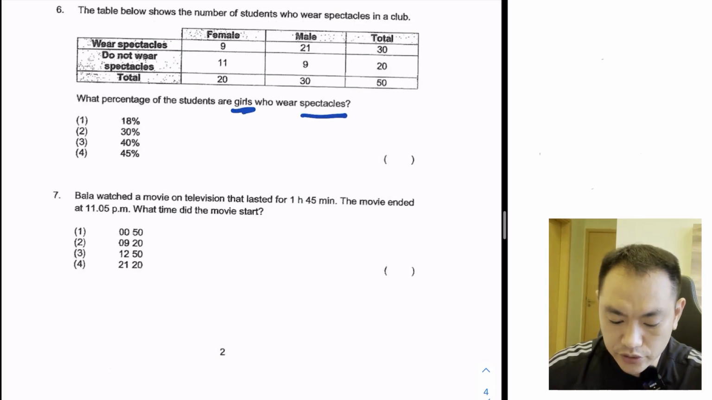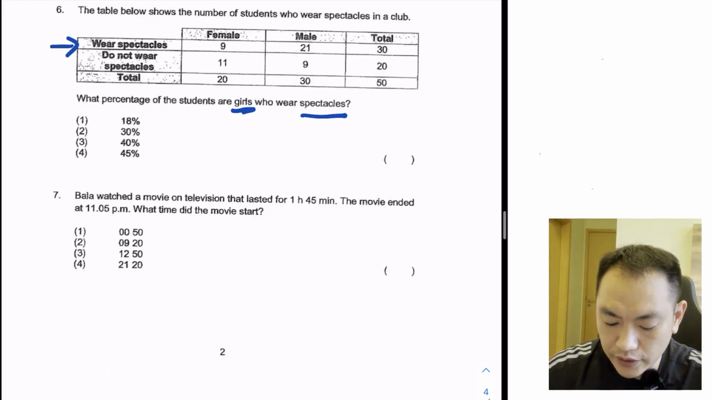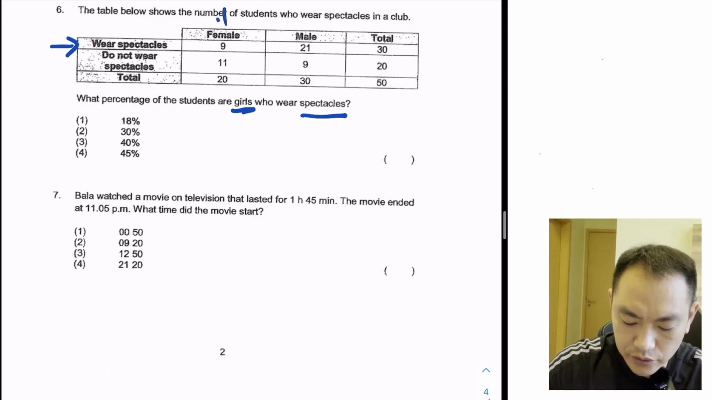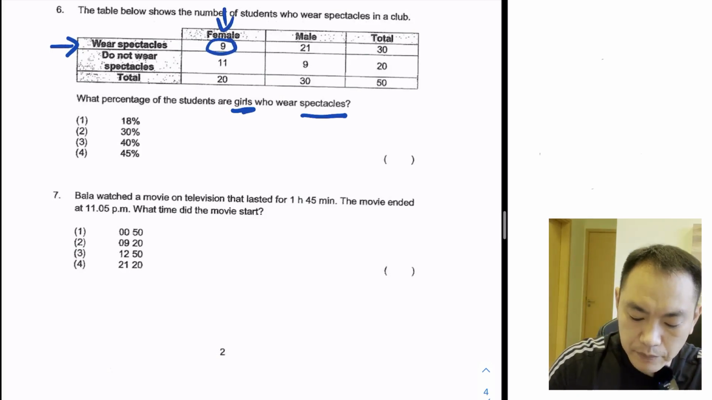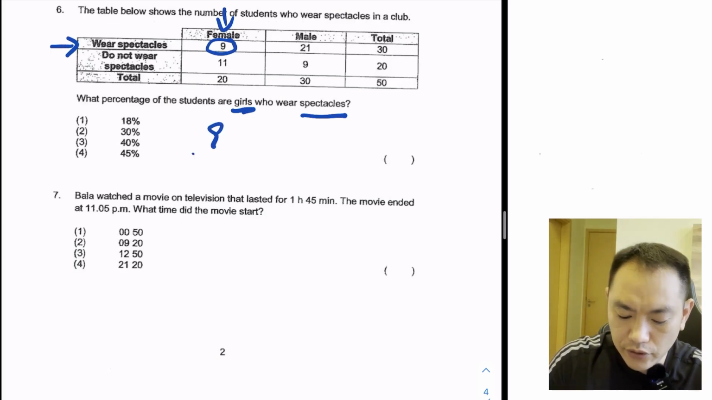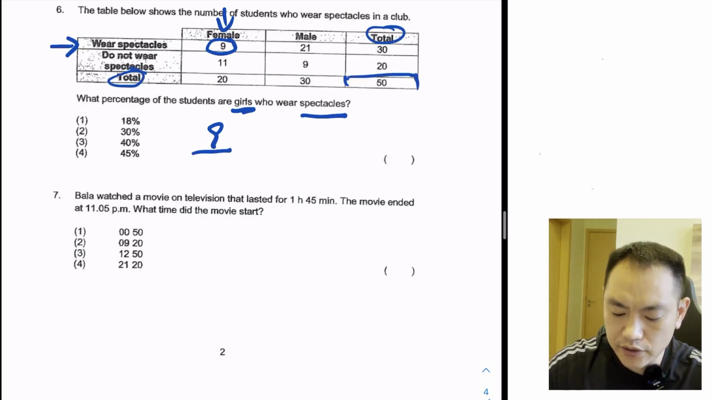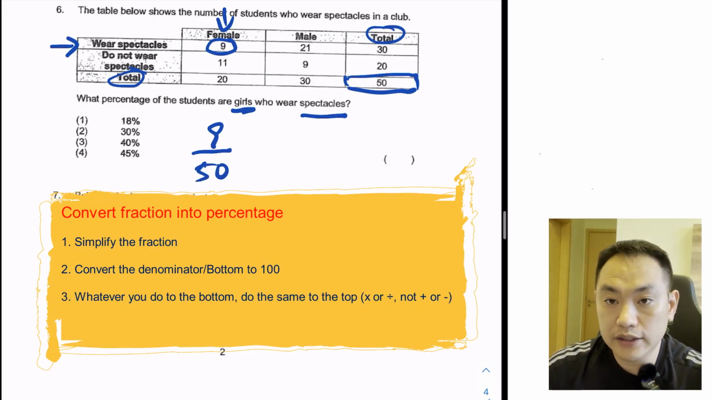Okay, so let's check. We want to know about the spectacles, so we should check the first column. And then we want to find out about girls, which is female, so we should check this second column. So the number we are looking for is 9. Okay, so it's 9 out of the total. So the total is here, and also the total is here, which means we need to check this column, which is 50. So it's 9 out of 50. And then we are trying to work out the percentage.